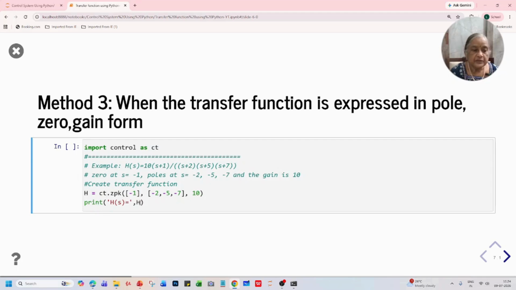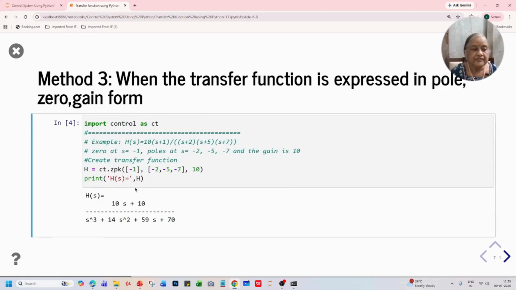So we'll ask it to print this transfer function. Let me run this, shift and enter. So our H of s is 10s plus 10 over s cubed plus 14s squared plus 59s plus 70. If you multiply these three terms, you will get this polynomial. You can verify that. And the numerator polynomial is 10s plus 10. So this gives the transfer function in the polynomial form.